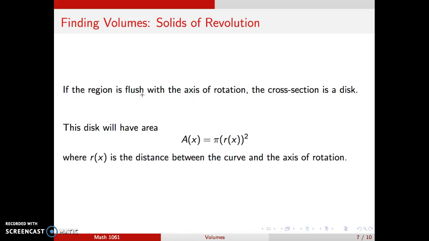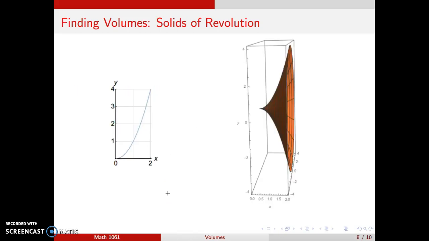So if the region that you have in question is flush with the axis of rotation, your cross-sections are going to be disks. I'm going to show you in just a second what this looks like. The disk will have area, well, it's a disk, so it's a filled-in circle, so its area is pi r squared. In this case, we say pi r(x) squared, where r(x) is the distance between the curve and the axis of rotation. It serves like a radius. So here's what it looks like.